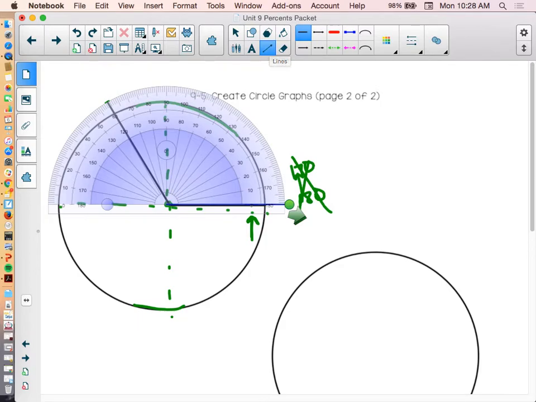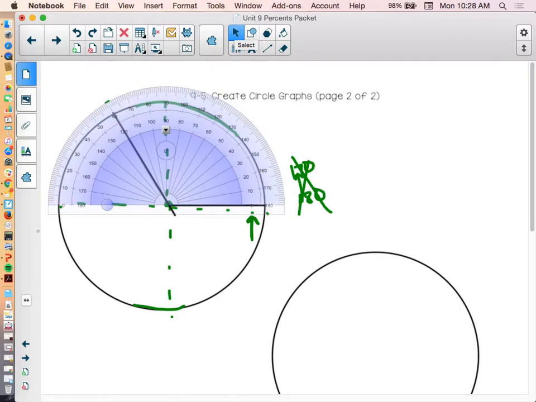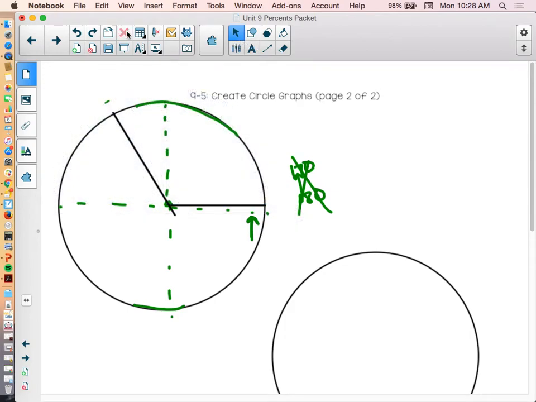I actually should have made my line stop a little bit sooner, so I'm going to see if I can fix that, because you want it to stop right on the circle. You don't want it to go past the circle. Okay, and then we can take off the protractor and see how I did. I didn't do the greatest job, but you get the idea.